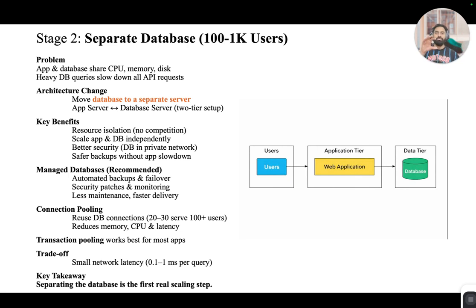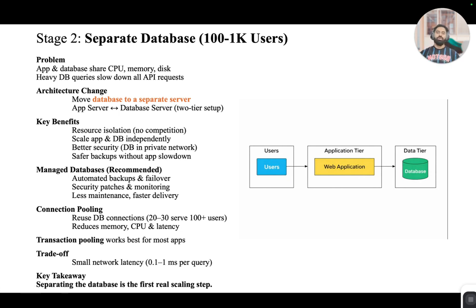Now you have one server for the application and another server for the database, right? So this is called a two-tier architecture. Here in the example, you can see that the application tier is this, where the web application is. This is one server, and the second server is the data tier, where the database is. That's why it is called a two-tier architecture, right?